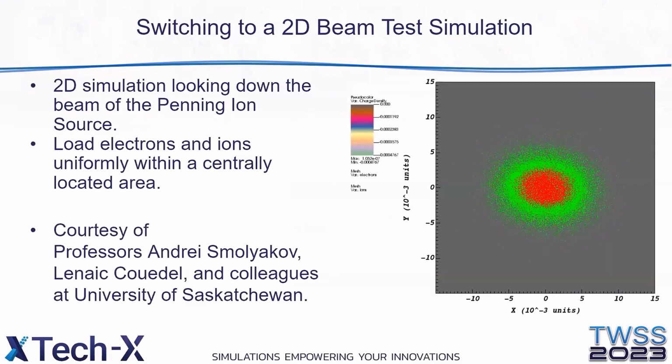I'm going to switch a little bit here to now a two-dimensional beam test simulation, and this was provided to us courtesy of Professors Andres Molyakov and Linnea Kudel, along with some of their students and colleagues at the University of Saskatchewan. So you can imagine this 2D simulation as looking down the beam of that penning ion source. So we're looking at that collimated region.